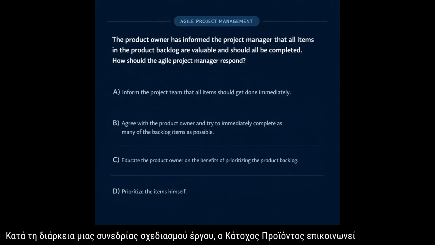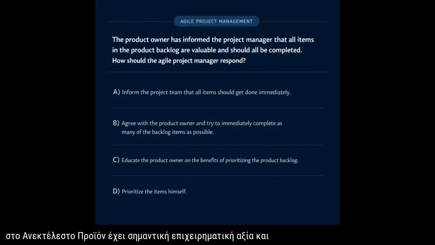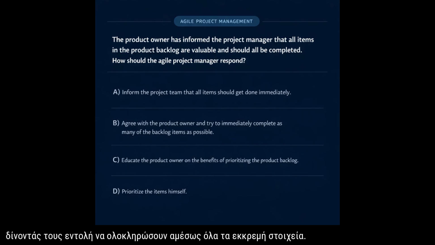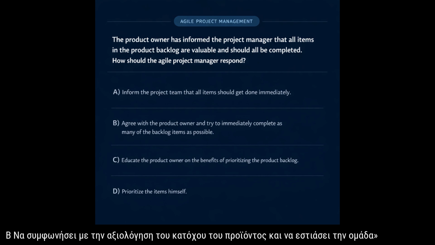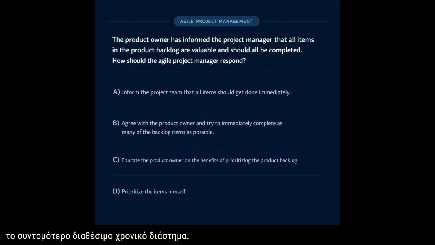During a project planning session, the product owner communicates to the Agile project manager that every item currently listed in the product backlog holds significant business value, and therefore, all items must be completed. The Agile project manager must determine the most appropriate course of action in response to this directive. Question: what is the best response for the Agile project manager in this situation? A. Relay the product owner's directive to the project team, instructing them to complete all backlog items immediately. B. Concur with the product owner's assessment and focus the team's efforts on completing as many backlog items as possible in the shortest time available.